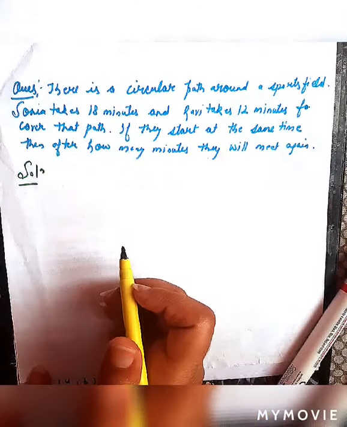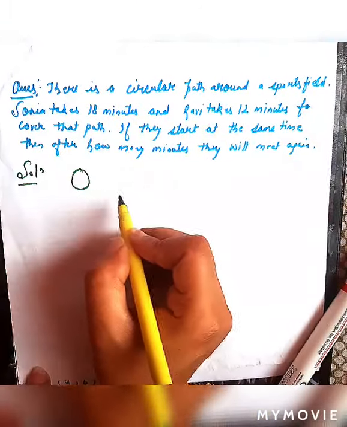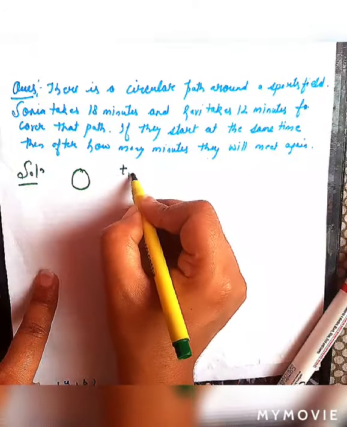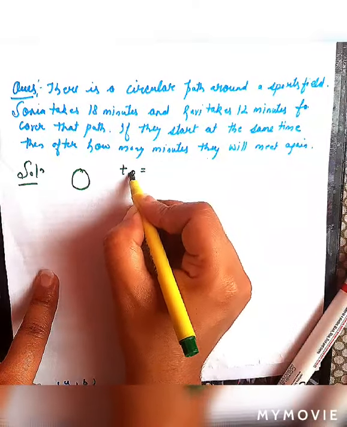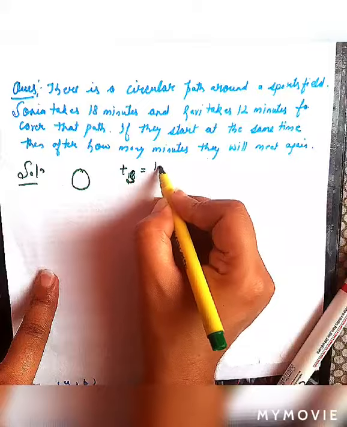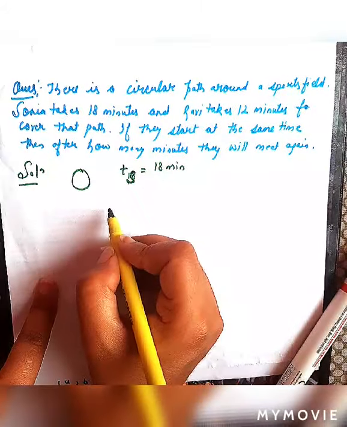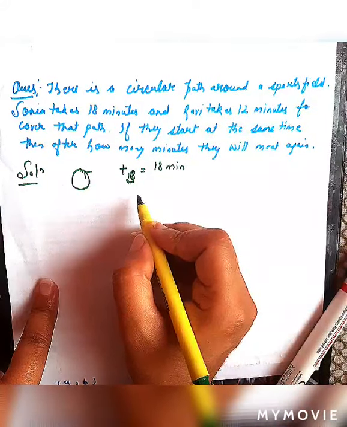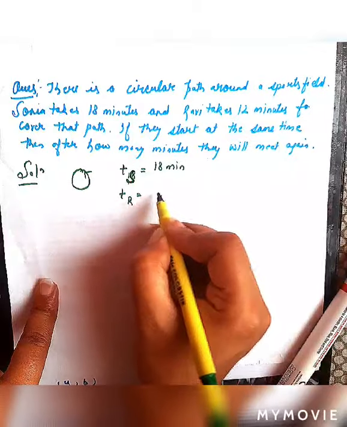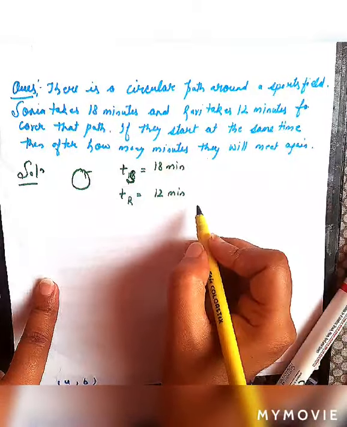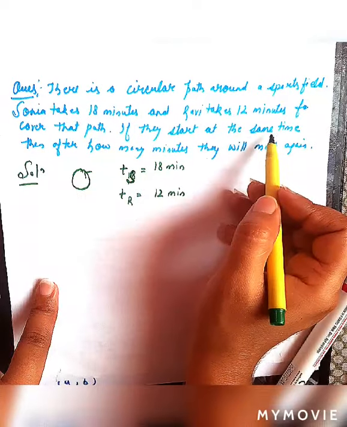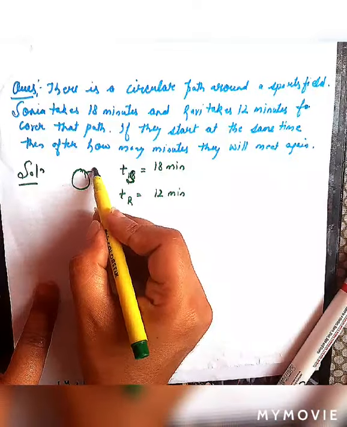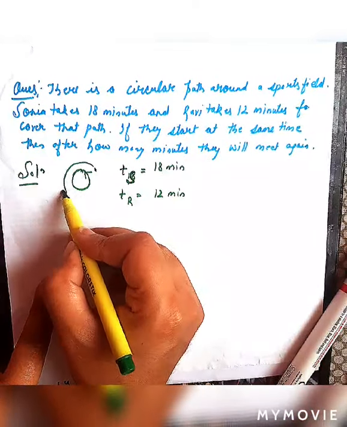And in this question, it is said that there is a circular path around a sports field, and Sonia takes 18 minutes. Let the time of Sonia be equal to 18 minutes, and Ravi takes 12 minutes for covering the same path, so the time for Ravi is equal to 12 minutes. And if they start at the same time, then after how many minutes will they meet again? If they start from the same point at the same time, fine.